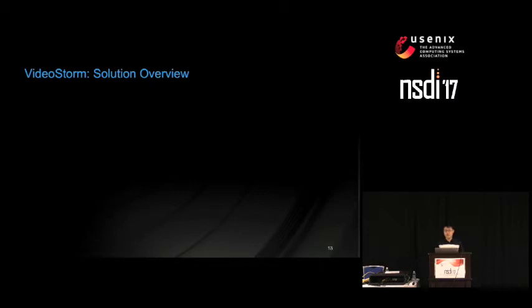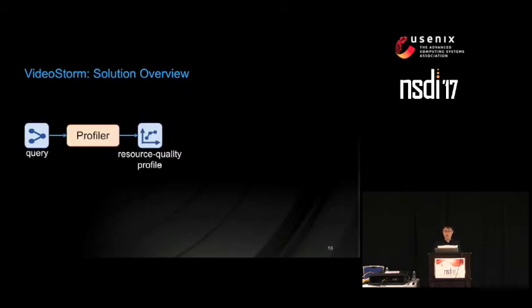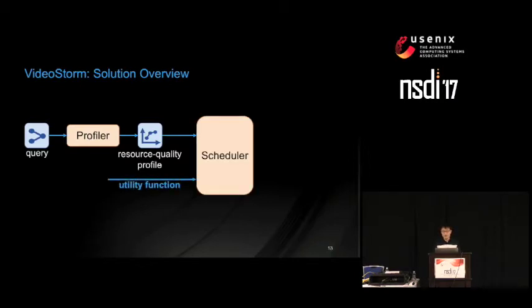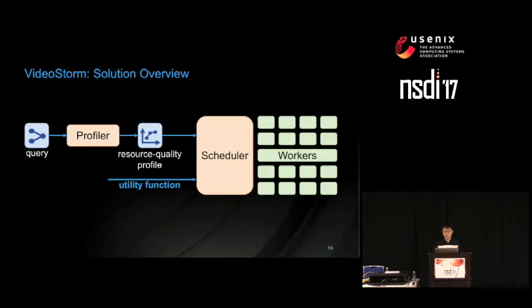To give you an overview of how VideoStorm works, here is a high-level workflow. When users submit a query to the system, it first goes through a profiler to generate a resource quality profile for the query. The user also provides a utility function. Together with the query profile, it then goes to the global manager, which schedules the queries to run on many worker nodes. The scheduler will periodically reschedule the queries, including changing their configurations and reallocating resources among these queries. So that's just an overview, and I will explain this much further in a moment.